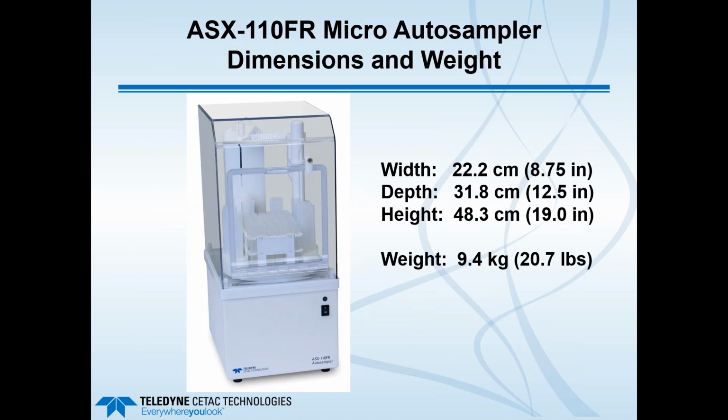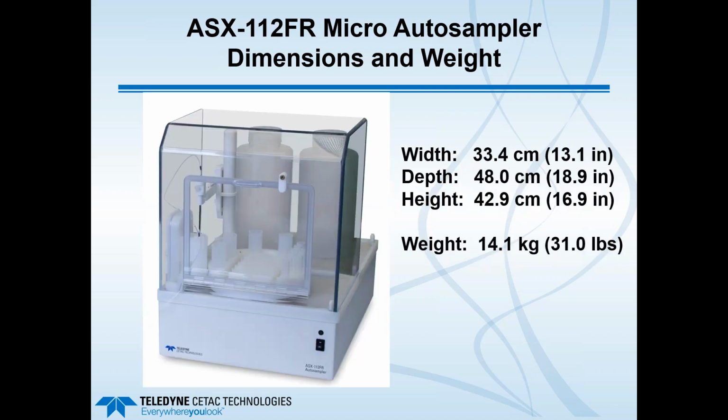So, a picture of just the ASX-110 alone. I added some of the specifications to give you an idea of the footprint and the height. The footprint is, of course, important when you're placing the autosampler next to the ICP-MS and planning the setup in your laboratory. And then the dimensions for the ASX-112. The ASX-112 dimensions are a little bit larger as far as the footprint, but one of the things we'll talk about is the ability to stack this onto some other CETAC products that you might use in your laboratory.